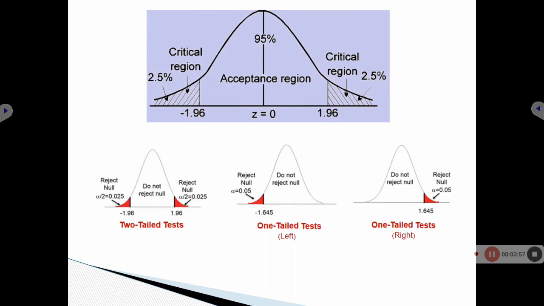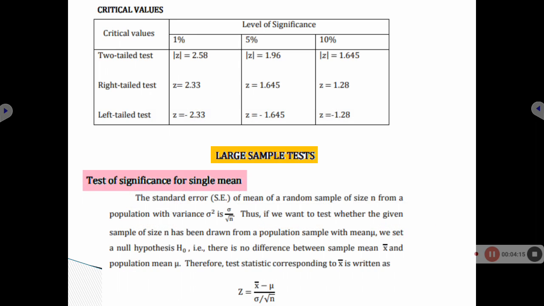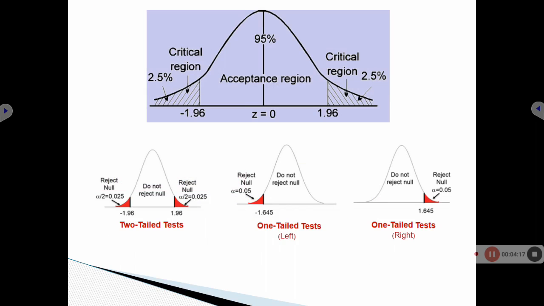Here we will choose a one-tailed test or a two-tailed test for our conclusion. This represents the two-tailed test. We consider both the left and right regions. If it is a left one-tailed test, we consider only the left region, and if it is a right one-tailed test, we consider only the right side.